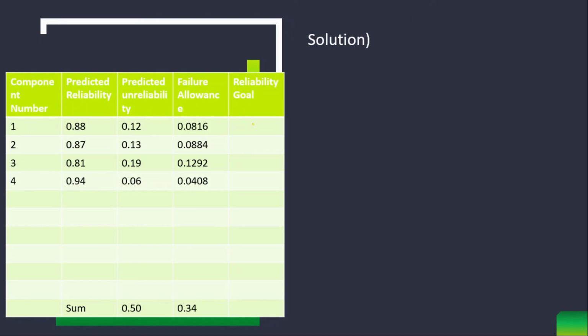The reliability goal of the first component is 1 minus 0.0816, that is equal to 0.9184. The reliability goal of the second component is 1 minus 0.0884, that is equal to 0.9116. The reliability goal of the third component is 1 minus 0.1292, that is equal to 0.8708. The reliability goal of the fourth component is 1 minus 0.0408, that is equal to 0.9592. So this is the reliability goal of each component.